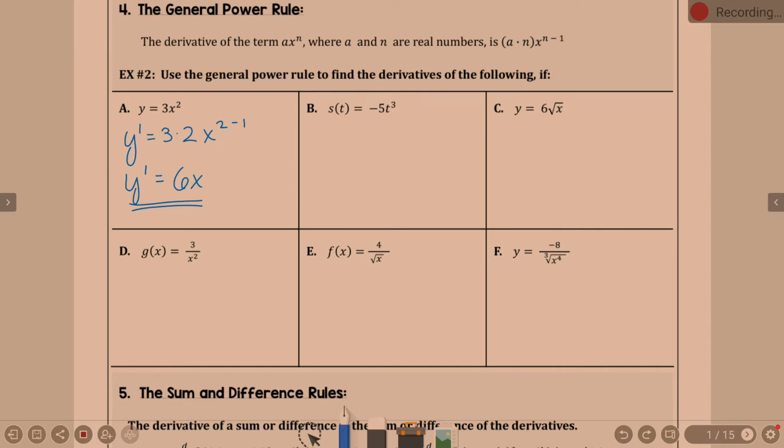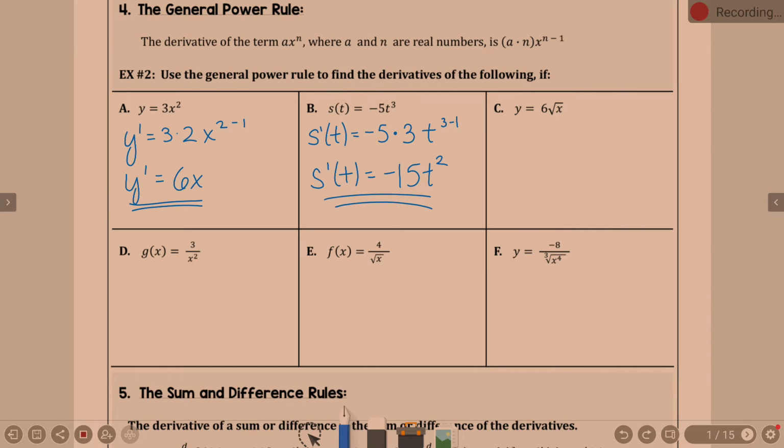S of t equals negative 5t cubed. So S prime of t, my brain says I already have the negative 5. I'm going to be multiplying by 3. T to the, instead of 3, it will be 3 minus 1. So S prime of t is negative 15t squared. You got it? You're ahead of me? Okay, moving on then.